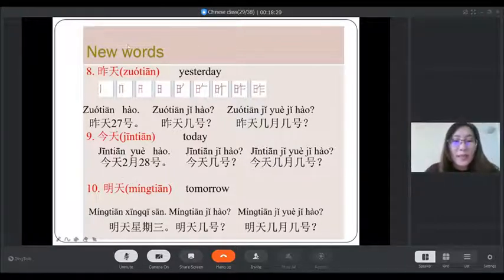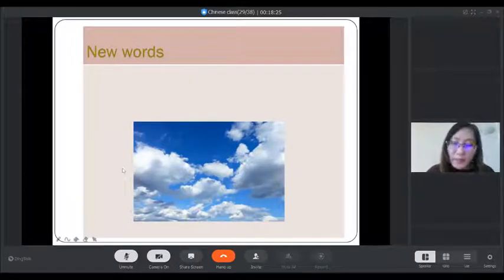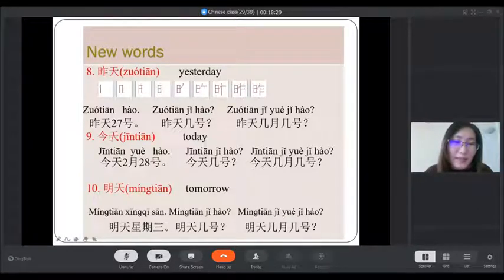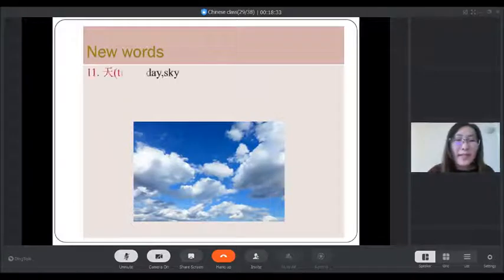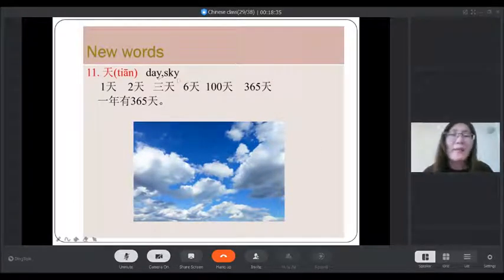So here, 昨天、今天、明天. In these three words, 天, what is 天? 天 means day, means sky. So if I say one day, we can say 一天. If I say 6 days, we can say 六天. So if they talk about day, 天 means day, means sky.